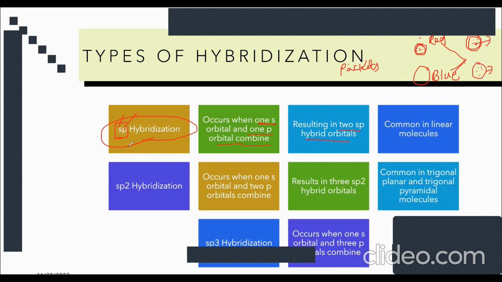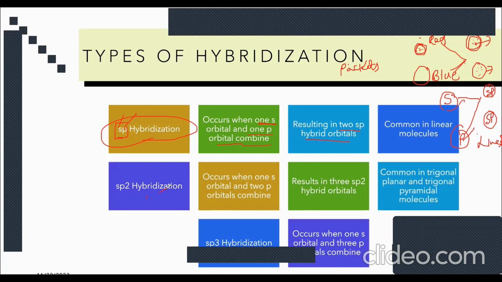In the same way, here you observe s and p we are taking. s is one orbital and p is another orbital. When one s orbital and one p orbital combine together, they form two sp orbitals. Understood? Two sp orbitals. Mixing means hybrid. This kind of thing is common in linear molecules.